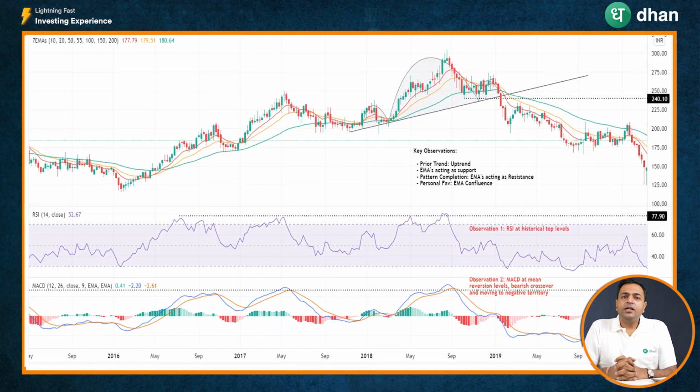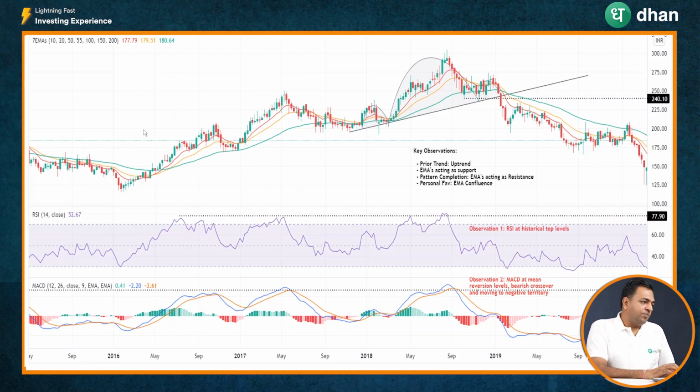And finally, the head and shoulder pattern, which is also a bearish reversal pattern. So if you can see, the rules are almost the same. The stock should be in a visible uptrend with the EMAs acting as a support, and upon the completion of the pattern, the EMAs converge and start acting as a resistance. And your oscillators like RSI or MACD will also give you a similar indication or view.